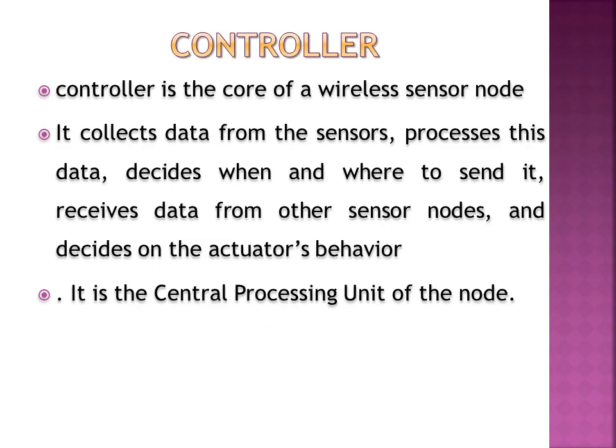Controller. The controller is the core of a wireless sensor node. It collects data from the sensors, processes this data, decides when and where to send it, receives data from other sensor nodes, and decides on the actuator's behavior. It also acts as the central processing unit of the node.